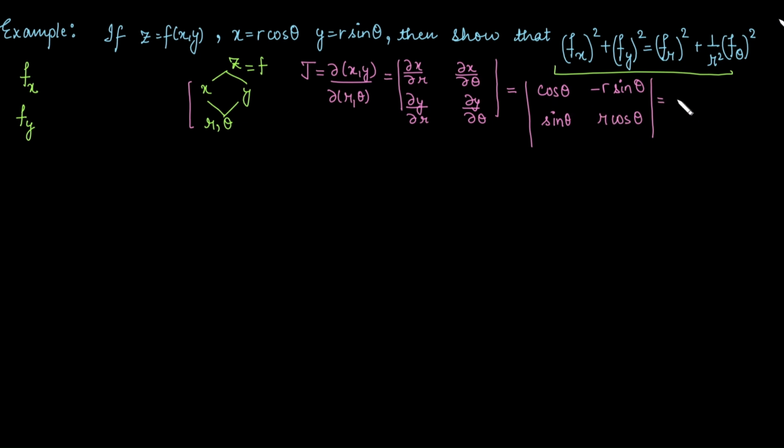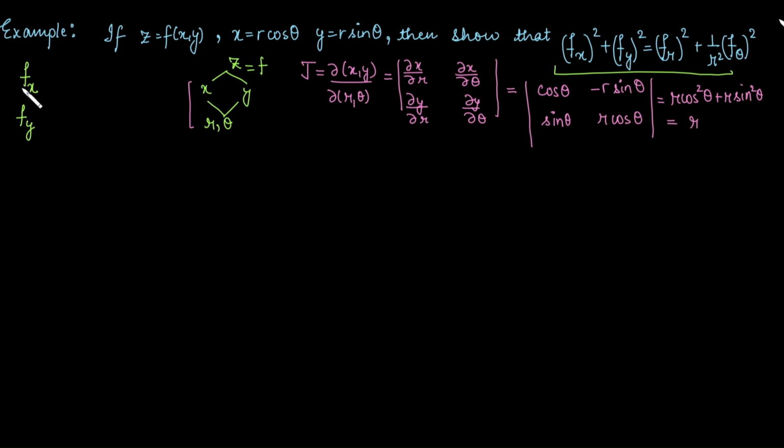This is equal to r cos square theta minus negative r sin square theta, that is r cos square theta plus r sin square theta. This is equal to r. In this case, the Jacobian value is equal to r.